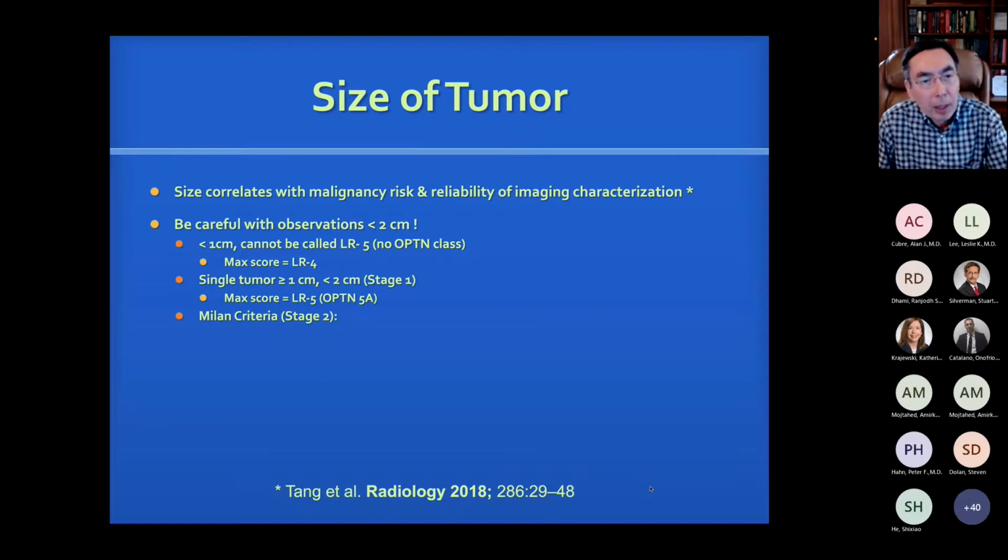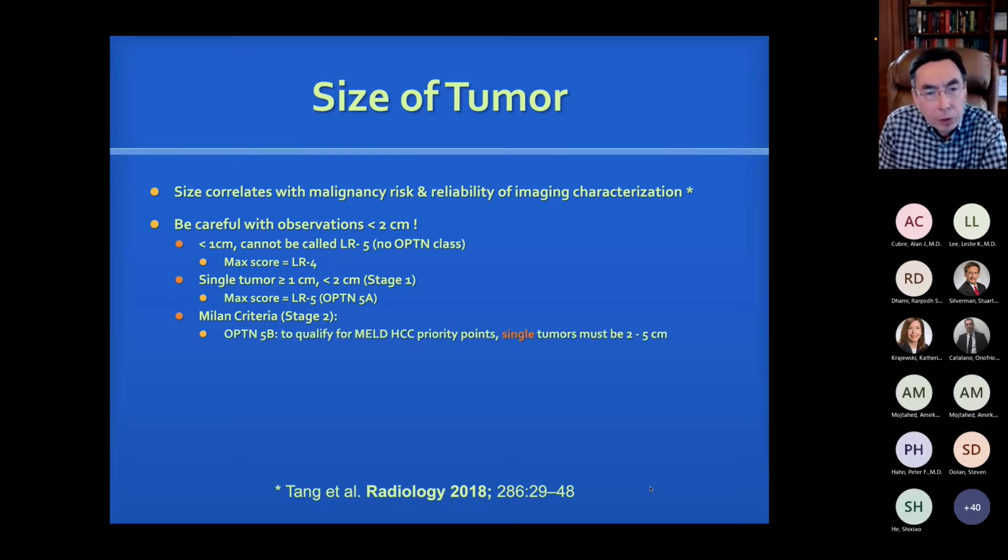So that brings us to the Milan criteria. Milan criteria, which essentially correspond to a stage 2 HCC, have been the traditional limits for when a patient is considered eligible for transplantation. And so for single tumors, they have to fall between 2 to 5 centimeters to generate exception points for HCC.